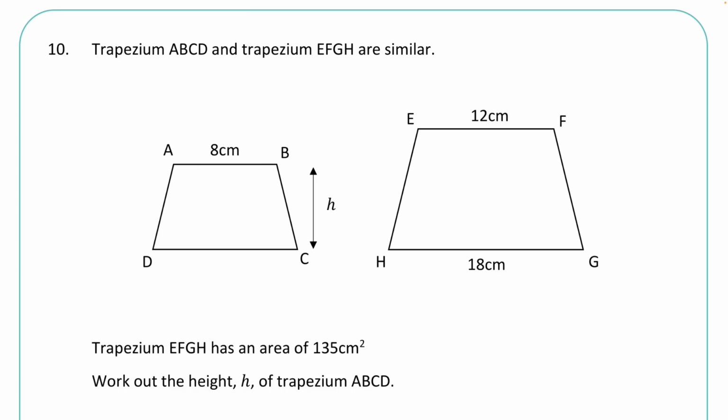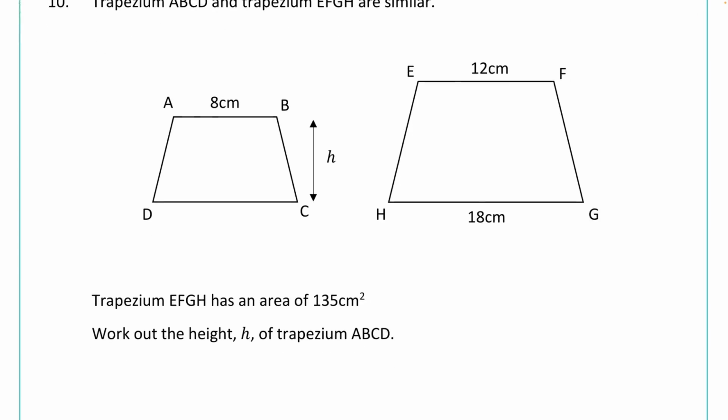Now it says here trapezium ABCD and trapezium EFGH are similar, which means that they are an enlargement of one another. So we have a scale factor that we'll want to look at between these. It says trapezium EFGH has an area of 135 centimetres squared. Work out the height h of trapezium ABCD.